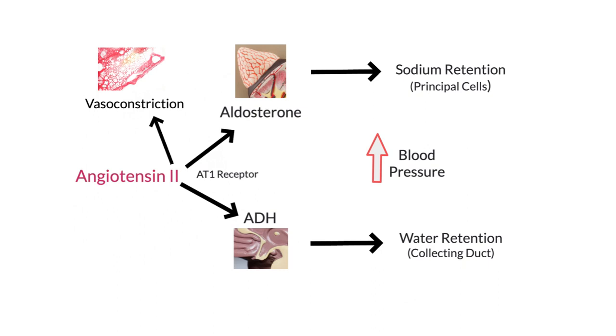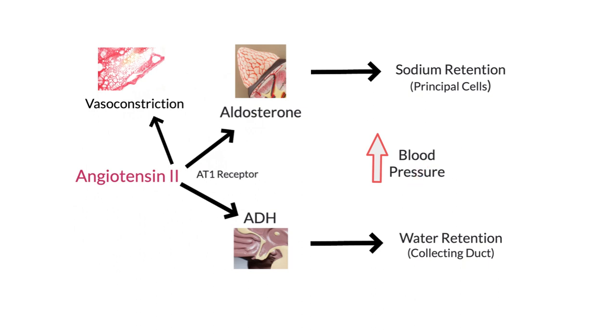When it binds the AT1 receptor of the adrenal glands, it's going to cause aldosterone release from a specific part of the adrenal glands known as the zona glomerulosa. The effect of aldosterone is going to be primarily sodium retention through acting on the principal cells of the kidney. Remember that water always follows sodium, so when we retain more sodium, we're going to retain more water, which is going to increase our blood volume and eventually increase our blood pressure.